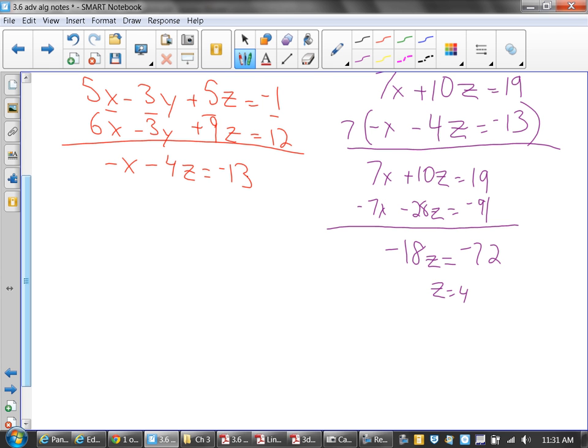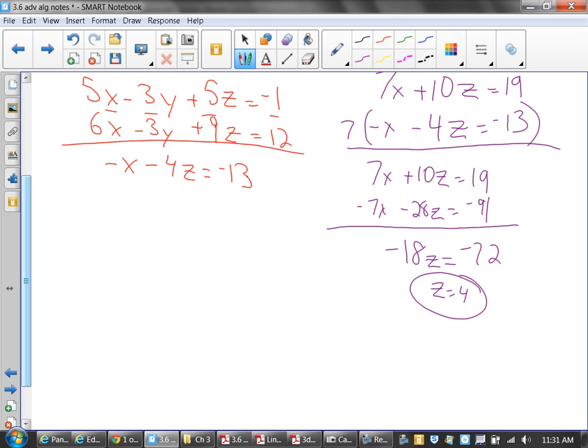So now you are 1/3 of the way done. Well, you have x, y, and z. You solve for z. You have 2 more to go. The rest of them are easy. So now you know what z is. Z is 4. And now you just go back and resubstitute to solve for the other ones.